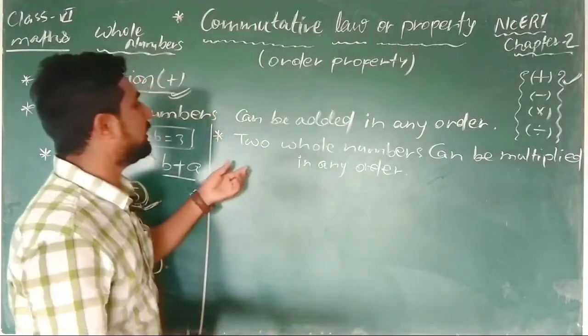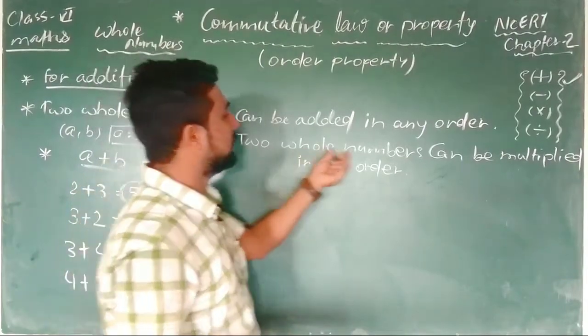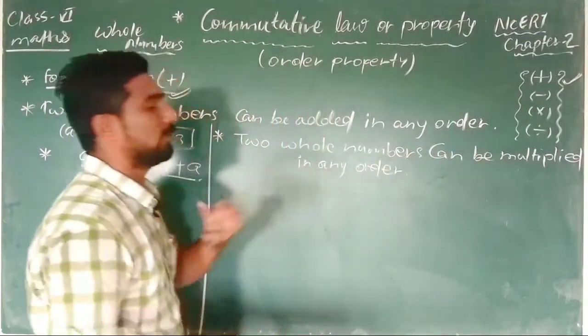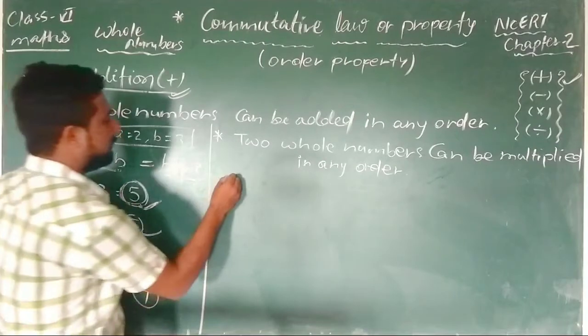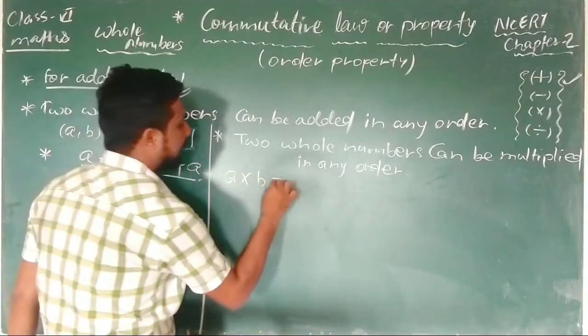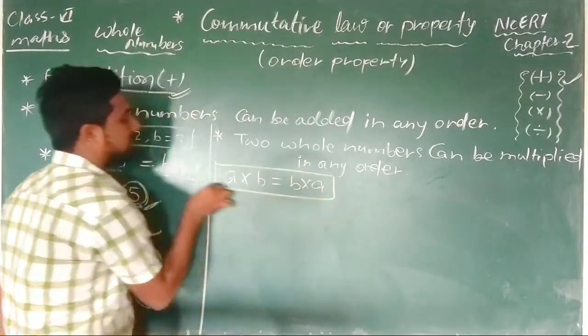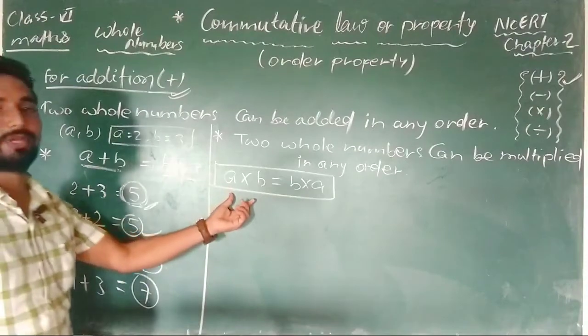So now again I am going to check for multiplication. I have written the property: two whole numbers can be multiplied in any order. In the same condition, if a and b are whole numbers, you can write a into b and you can also write b into a. This is the commutative law, or order property, you can say.